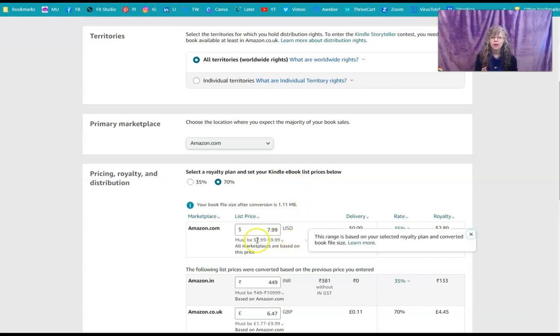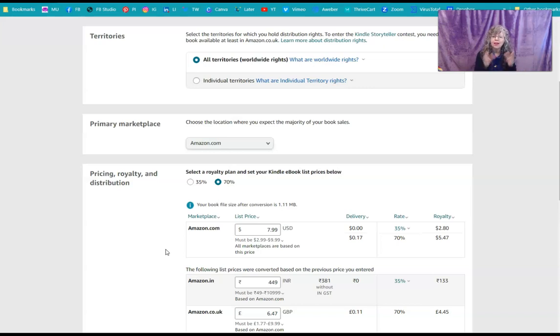Now, this bottom number may be lower if you had a smaller file, okay? But like I said, the book that I showed you is full of images, and so this is the limitation they have on me for mine. But the $9.99 is cut in stone, okay? If you want to earn a 70% commission, then you cannot make your ebook more than that.